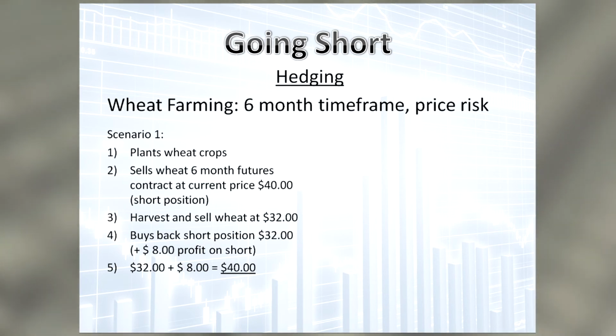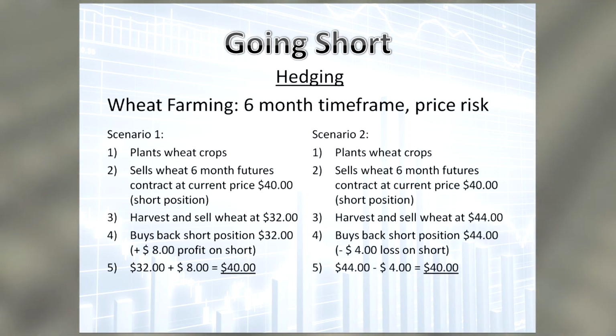On the other hand, imagine that the price of wheat went up to $44 per bushel. His proceeds from the sale of his wheat give him $44 per bushel. However, he has to buy back his short position at a loss of $4. So he's still making his $40 per bushel. By hedging against price risk, the farmer has limited his losses, but at the same time he has also limited his gains. This was just one example of using shorts as a hedge in order to protect an investment. See this more as an insurance against risk. There are many other examples out there, however.